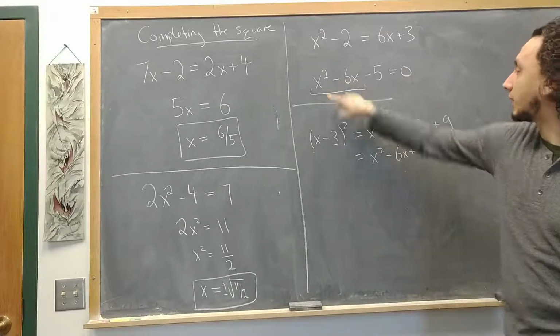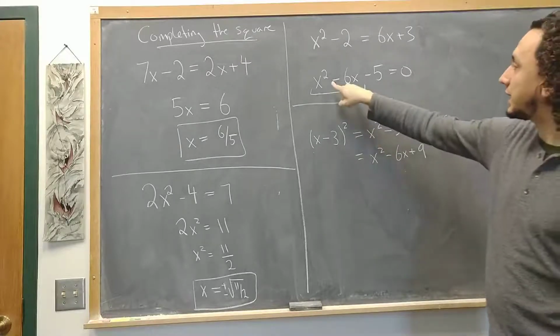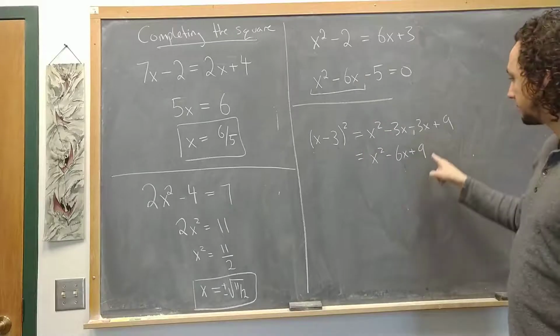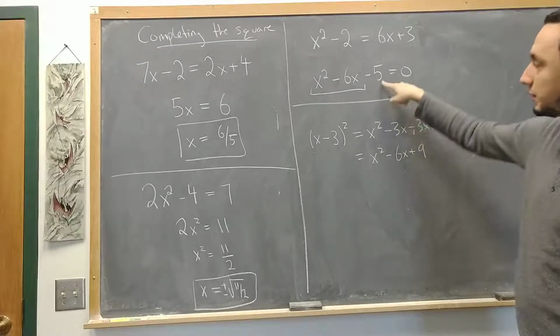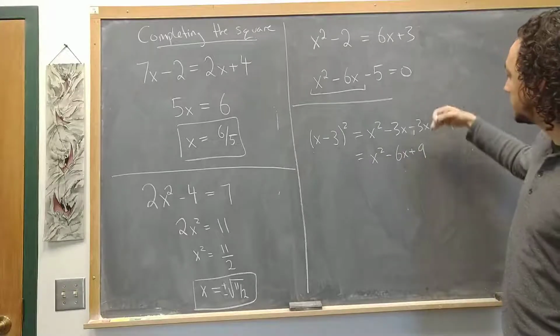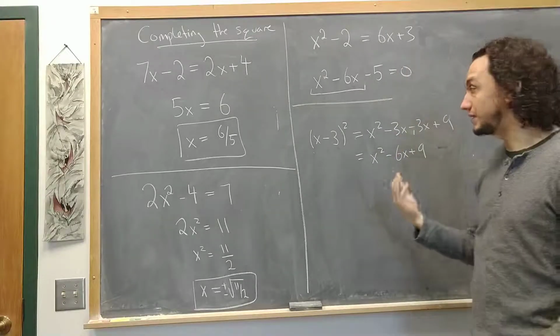So I got the first part. I got x squared minus 6x just by taking this and dividing it by 2 and then squaring it like that. But I also got this pesky plus 9, which is not what I wanted. I wanted a minus 5. But when it comes to equations, changing plus 9 into minus 5 is very easy.